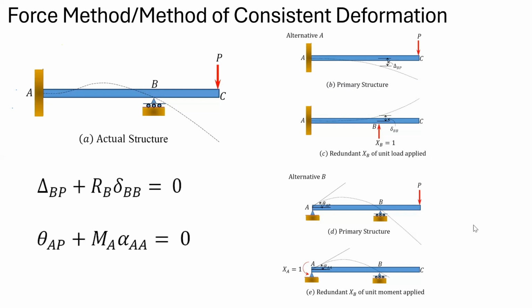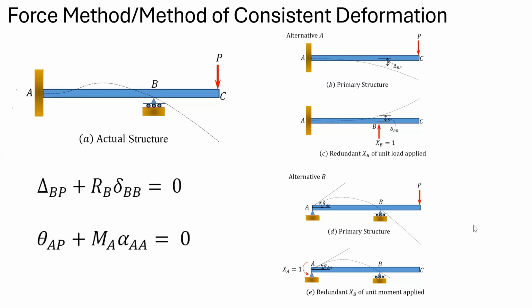Now, I removed the RB. I removed the reaction, and for that, I have applied RB equal to 1. I will get the displacement delta BB. Delta BB means the displacement at B because of the unit load at B.